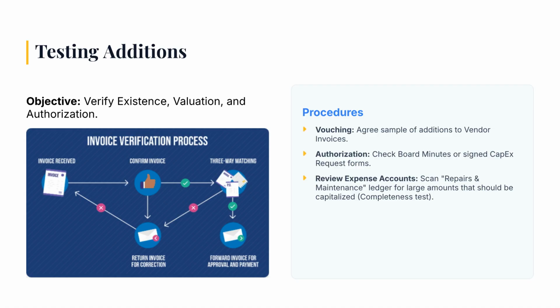What to document? A copy of the invoice. A snippet of the board minutes or CapEx request form showing the signature. A statement saying, agreed cost to invoice and verified authorization per policy.